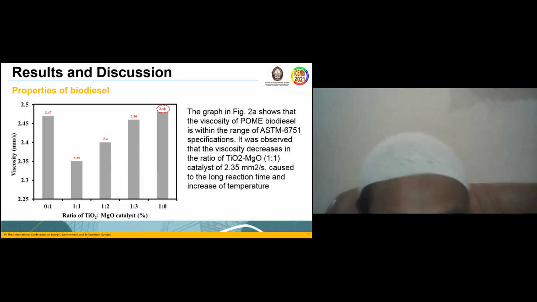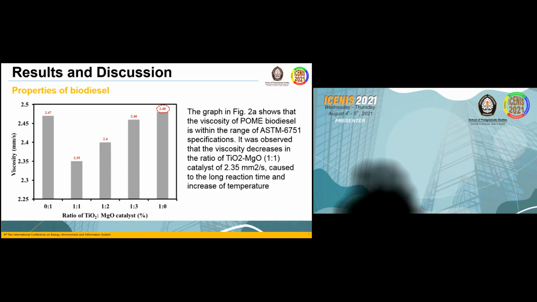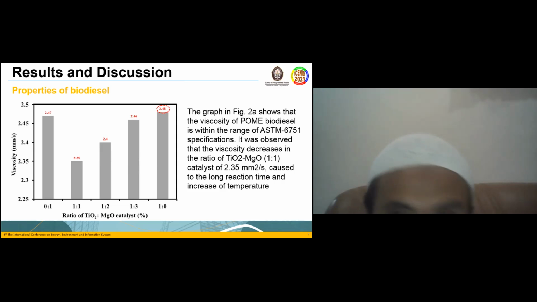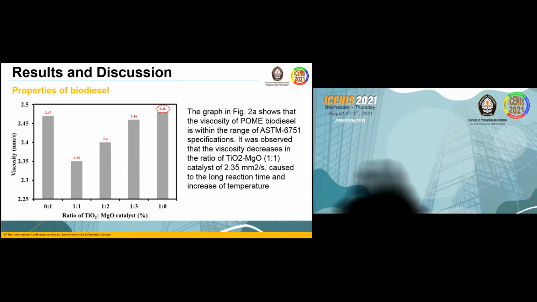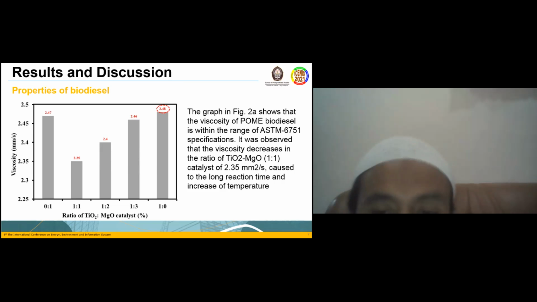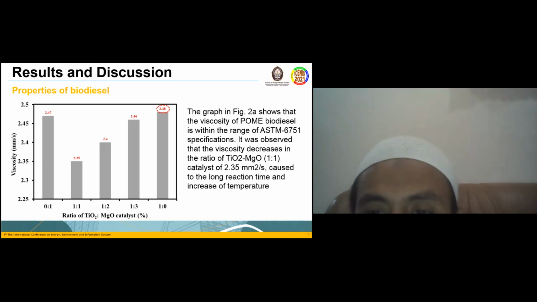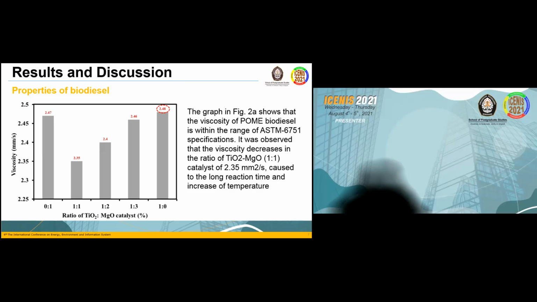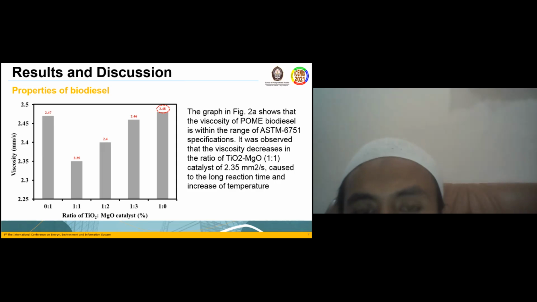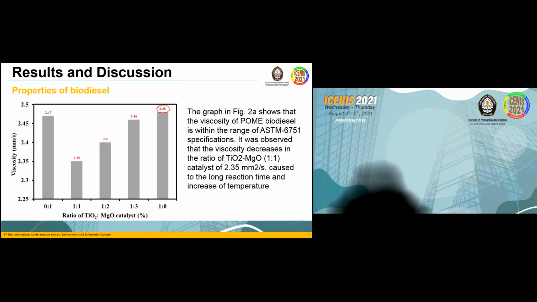The graph in figure 2 shows the viscosity of the formed biodiesel is within the range of ASTM D6751 specification. It was observed that the viscosity decreased at the ratio of titanium dioxide doped magnesium oxide 1:1 catalyst, to 2.55 millimeter squared per second, caused by the long reaction time and increase of temperature.